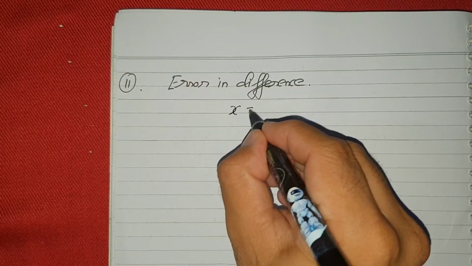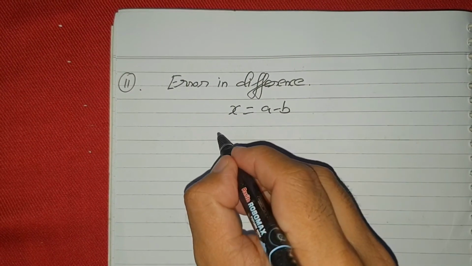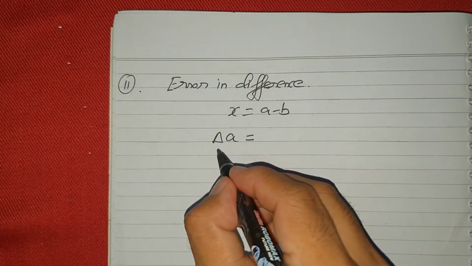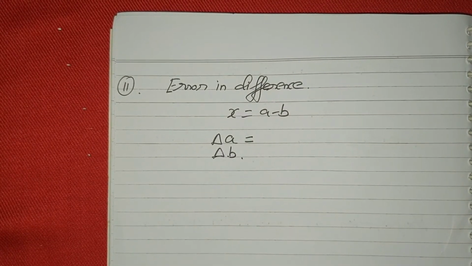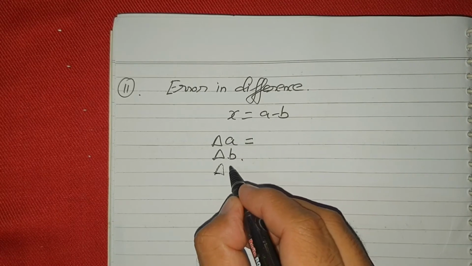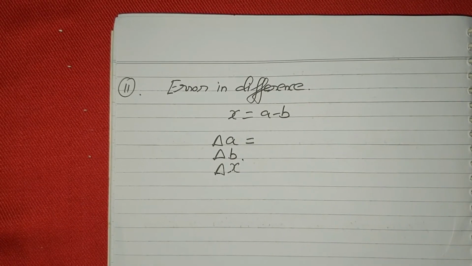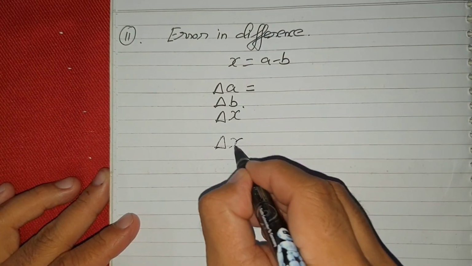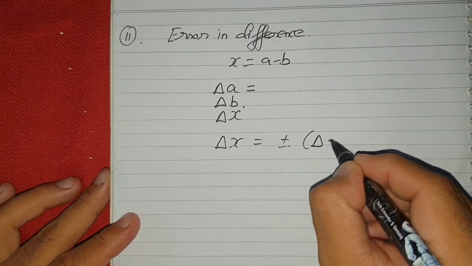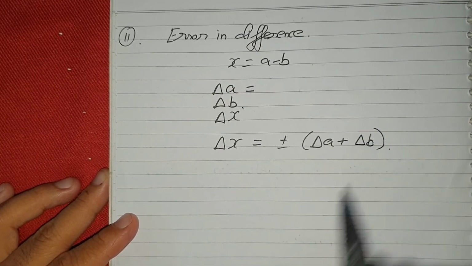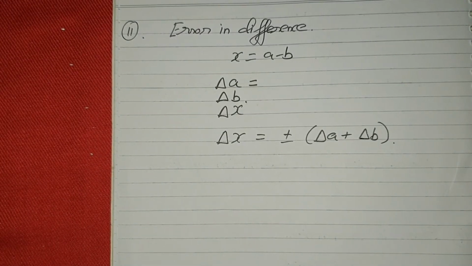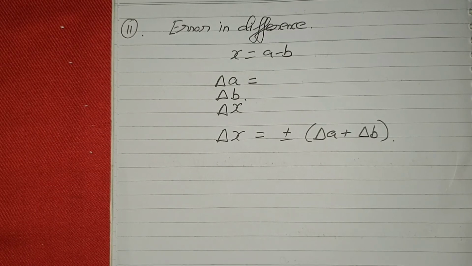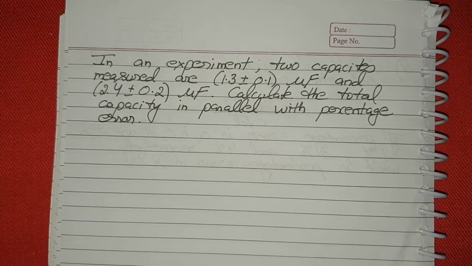So let x be equal to a minus b. Delta a is the absolute error in the measurement of a, delta b is the absolute error in the measurement of b, and delta x is the absolute error in the calculation of x. Again, in case of difference, you will see we will have the same result. Delta x is equal to plus minus delta a plus delta b. So again, the maximum absolute error of two different quantities is equal to the sum of the absolute errors in the individual quantities.